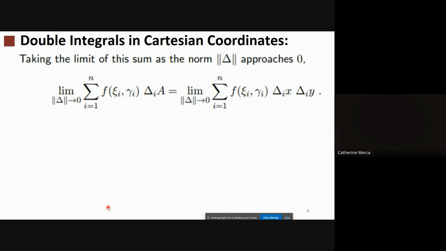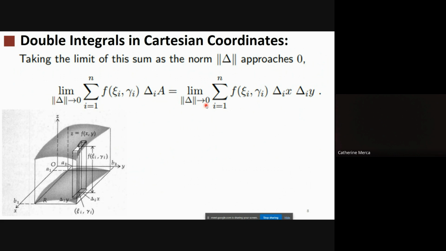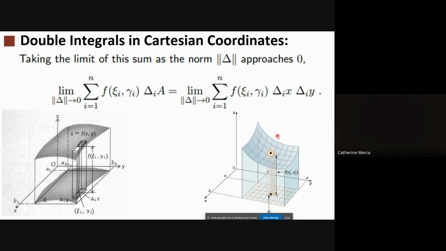So that if we take the limit of this sum as the norm approaches zero, meaning to say we make delta as small as possible, we make many small subintervals, and we take its summation of f of psi sub i, gamma sub i, delta sub i A, wherein your delta sub i A is delta sub i x, delta sub i y. You take the summation of that one, delta sub i A is your area there, and you let delta approach zero, then you approximate actually the value for the entire thing.